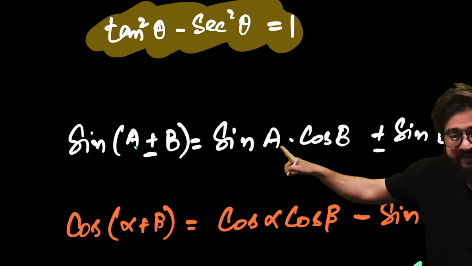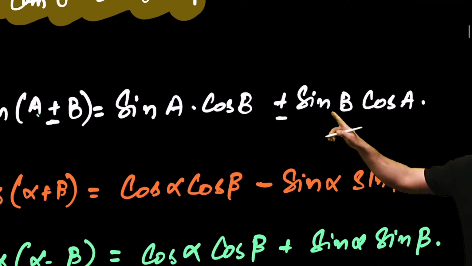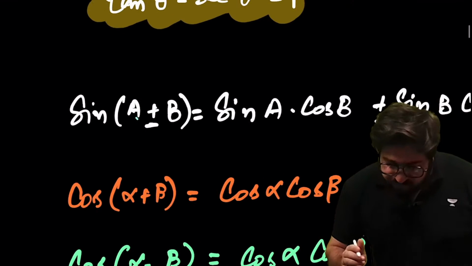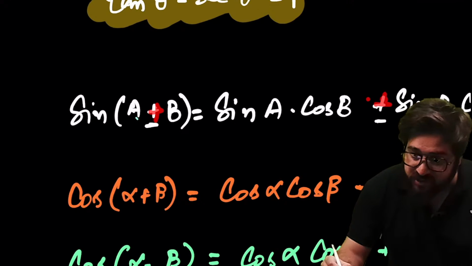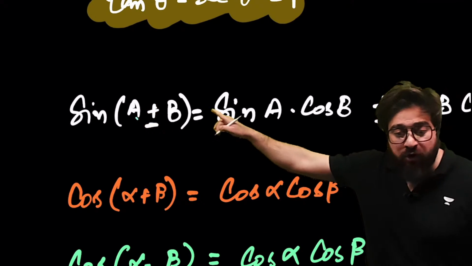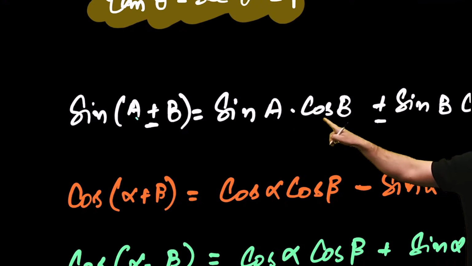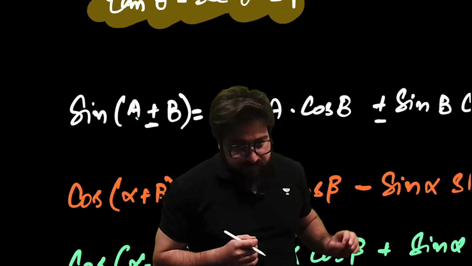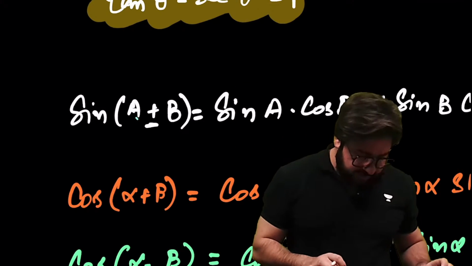First you write sine a, then you write cos b. Then you say, sir, plus sine b cos a, or cos a sine b. If it is plus over here, it will be plus over here also. If it is minus over here, it will be minus over here also. Sine of a minus b is sine a cos b minus cos a sine b. Is that clear to each and everyone?